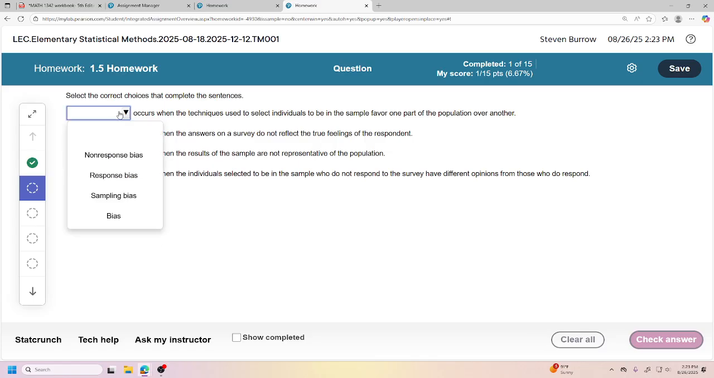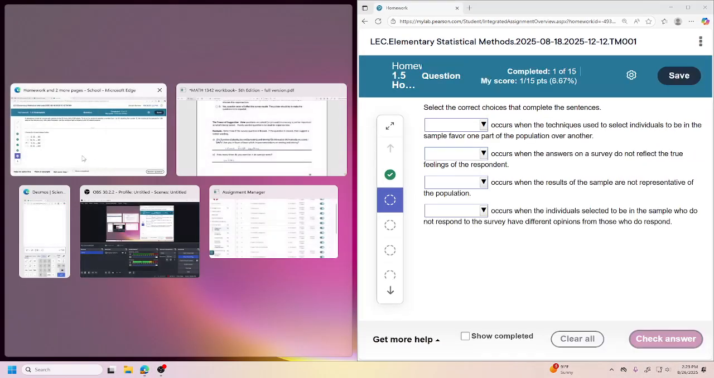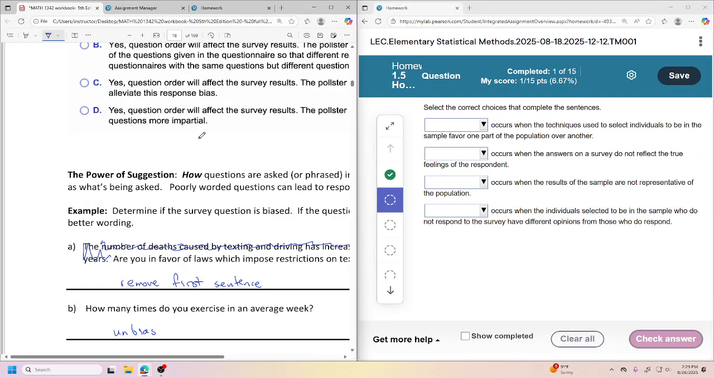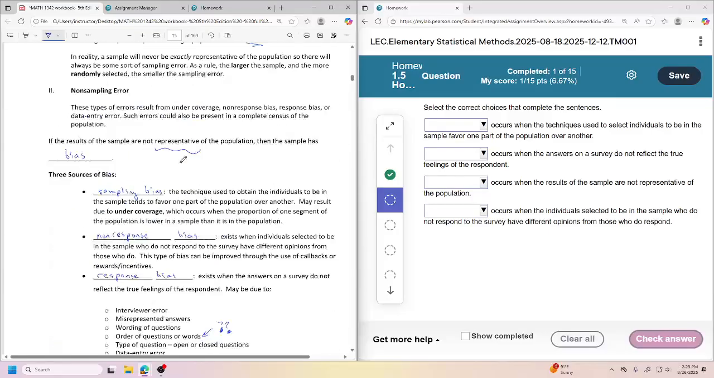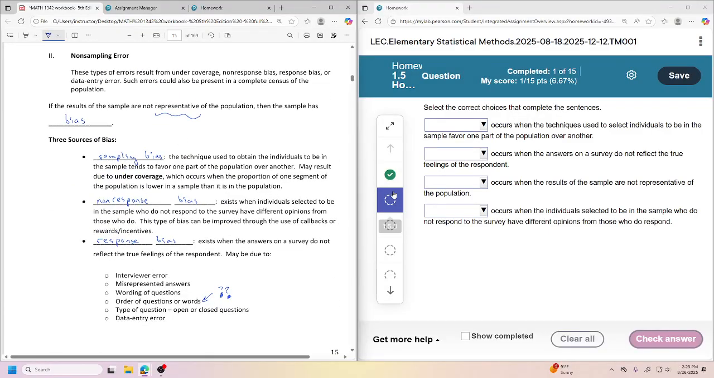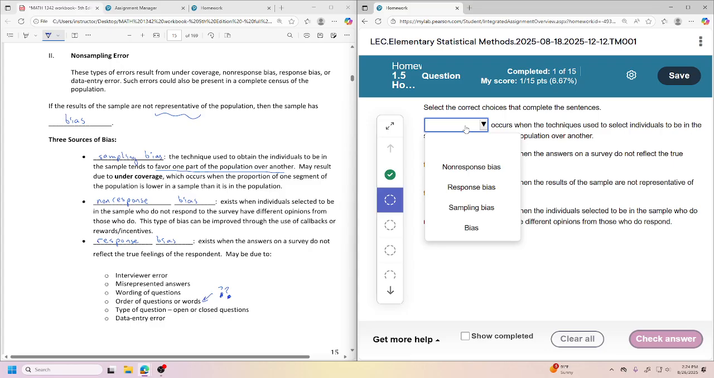So we got all these. I would say like direct reference to the workbook. And so I'm going to just side by side the workbook here, and we're going to just see how I'm going to get to these. So here's basically all the definitions. So occurs when techniques used to select this favor one over another. Favor one part over another. You seeing how to use the workbook now, right?